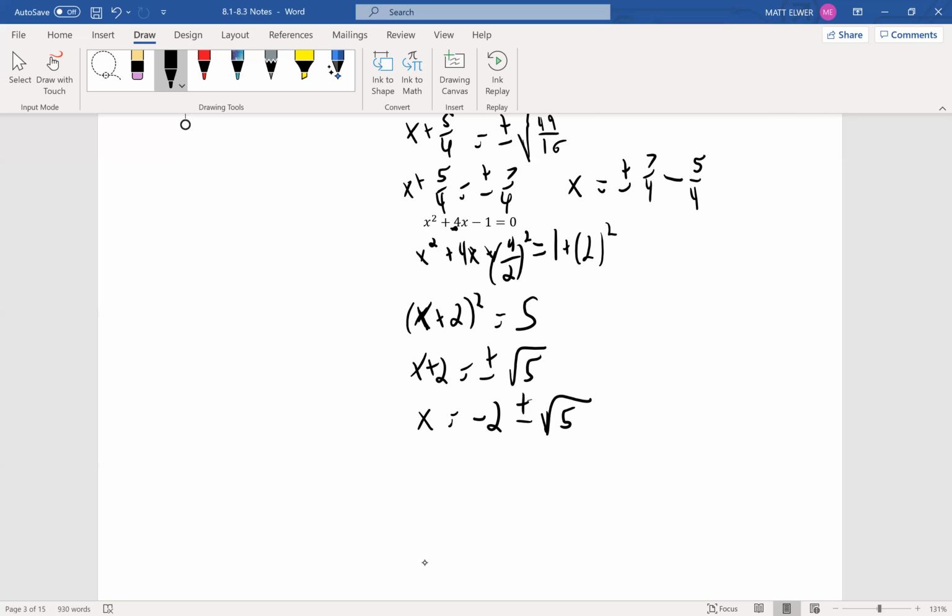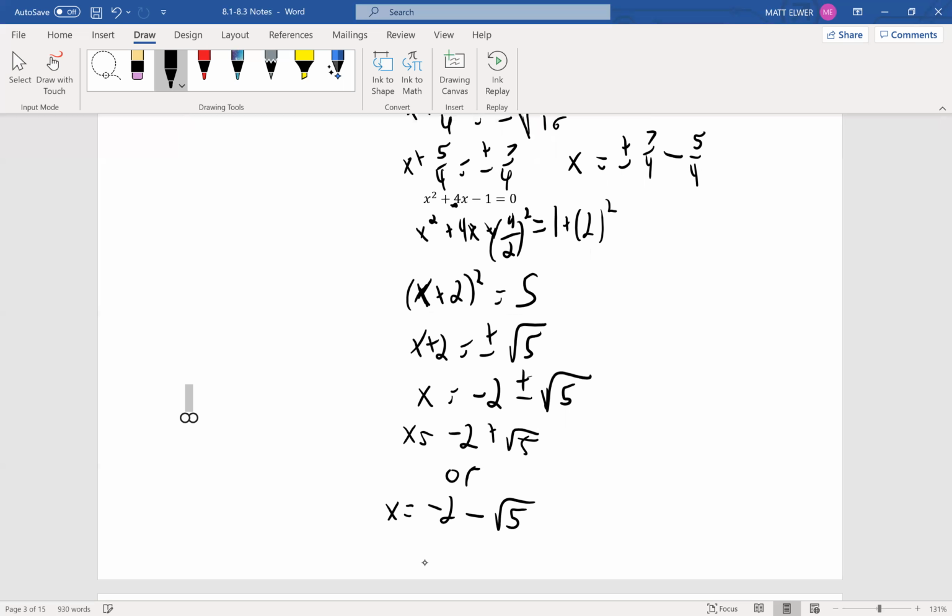Okay, so I will just write this out just to be a little bit more clear. So x is equal to negative 2 plus the square root of 5, or x is equal to negative 2 minus the square root of 5. Right, either or. Okay. All right, so we will move on to the next page now.